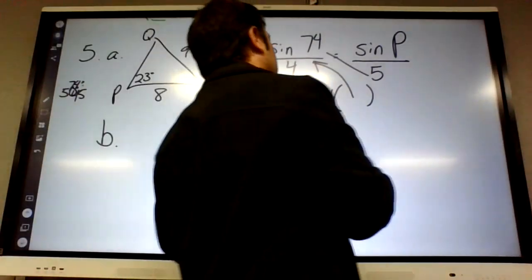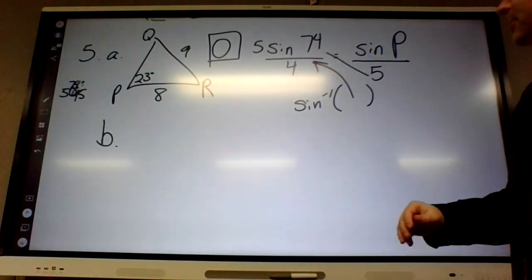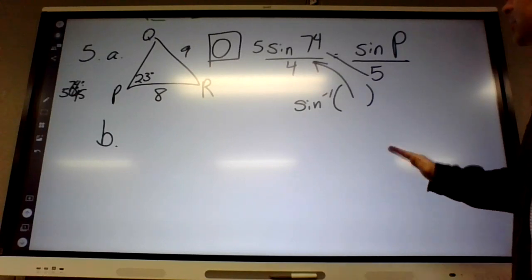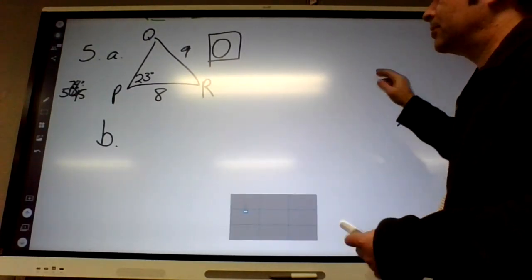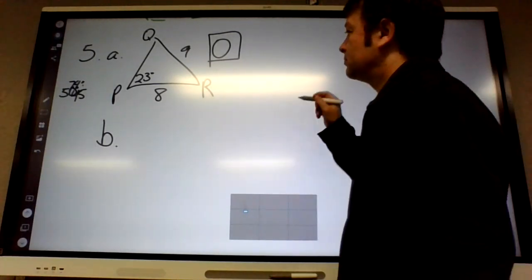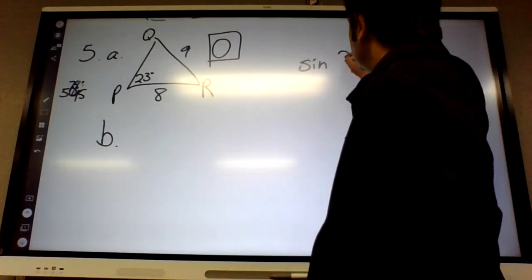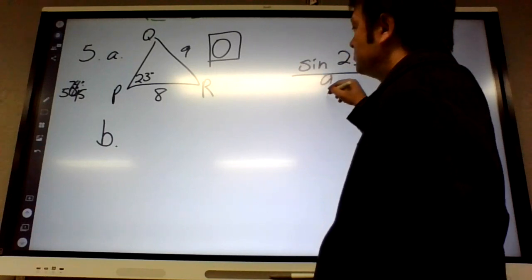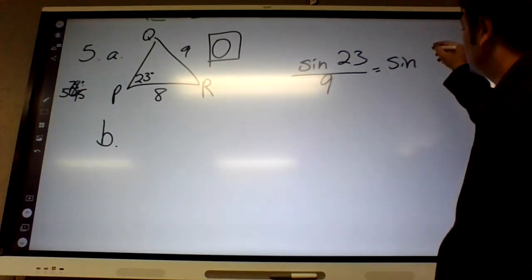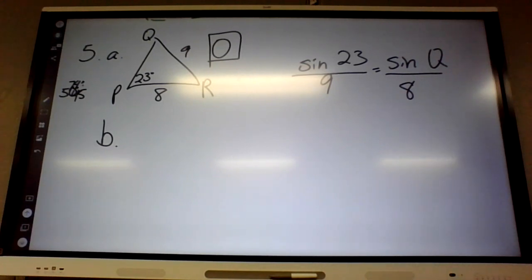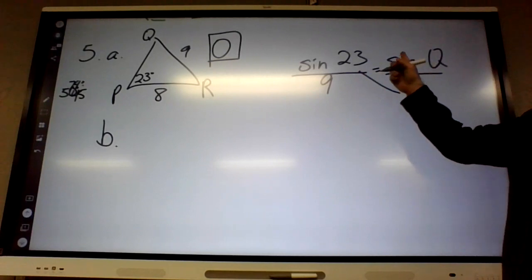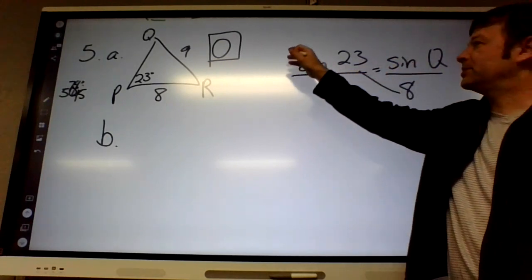Okay, so we could try to find Q or R, it doesn't really matter. Alright, how would this one set up though, if we were trying to solve for angle Q or R? Sine of 23 over 9 equals sine of Q over 8. Alright, and then what would we do? Multiply by 8, sine inverse of all that.